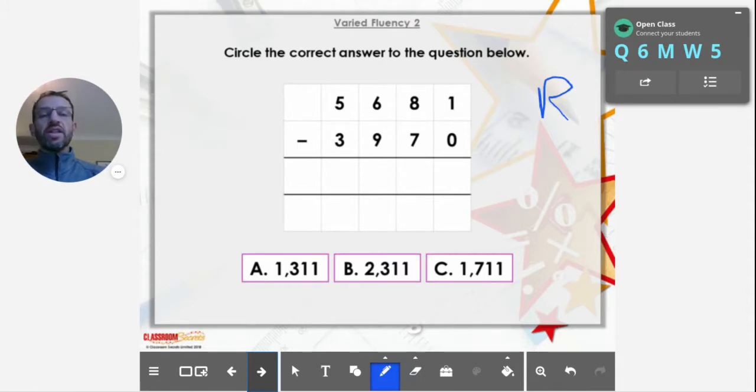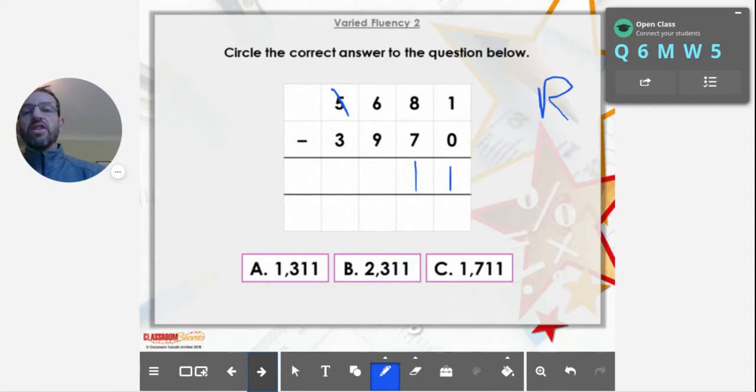I've got 1 and I take away 0, left with 1. I've got 8 and I can take away 7. I'm only going to have 1 left. I've got 6, take away 9. If I've got 6, I can't take away 9. So let's exchange. Where am I going to exchange from? Next door, exactly. Exchange, borrow, or carry.